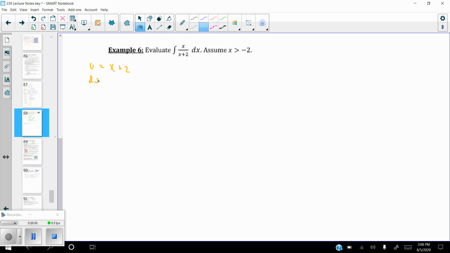So du over dx is going to equal 1, which means that if I multiply the dx to the right, 1 times dx is just dx, so du simply equals dx. So if I was to go back and substitute, and this is where the trick comes in, I'm going to get x over u times, in this case, replacing the dx is just du. Well, the problem is I didn't get rid of the x. Everything is not in terms of u.